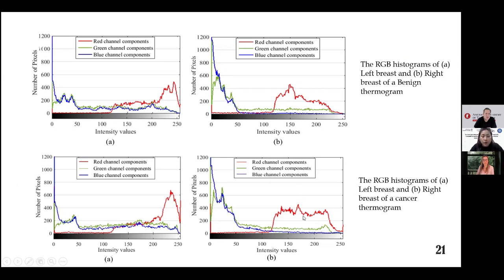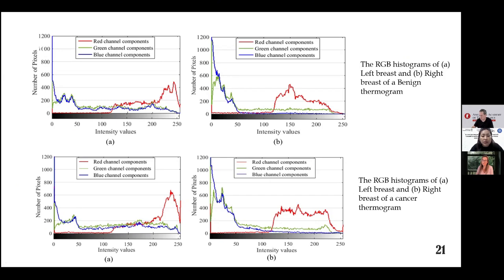Similarly, for the bottom one, you can see the higher temperature, like higher intensity values, are in the range of 200 to 250 in the bottom row for the left breast of a malignant patient. But because this patient has a tumor in her right breast, in the right thermogram the high intensity ranges from 100 to 250 in the red channel.